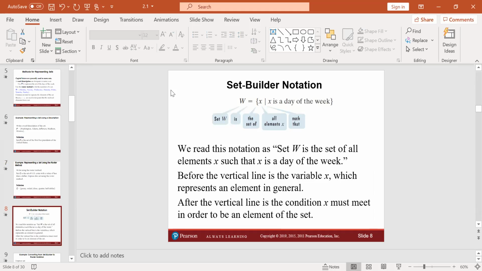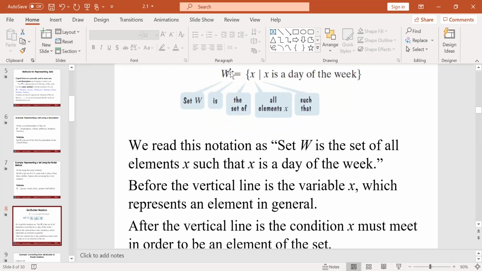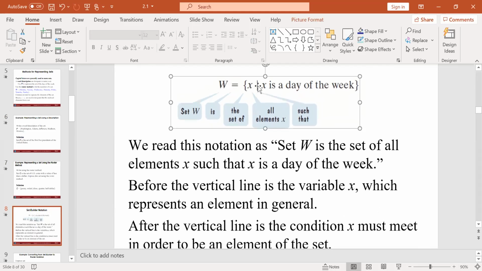So you can use a word description, you can use roster notation, or you can use something called set builder notation. And this is going to be important, especially whenever we need mathematically precise ways to define a set. If you were talking about the set featuring the days of the week, you could say something like this. Set W is all X, all elements X. This vertical bar means such that. It's just your way of transitioning into what X is going to be. All elements X such that X is a day of the week. So notice I don't have to list out Monday, Tuesday, Wednesday, Thursday, Friday, Saturday, Sunday with the roster method.